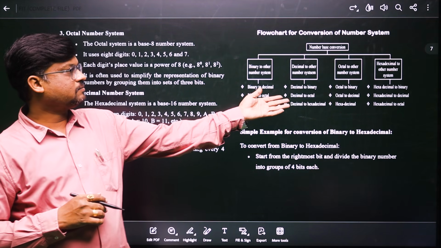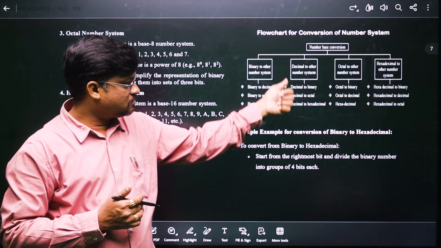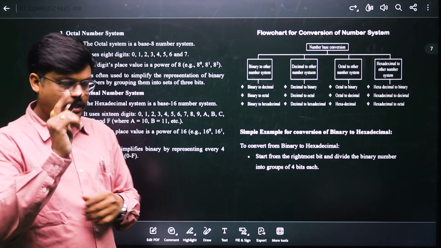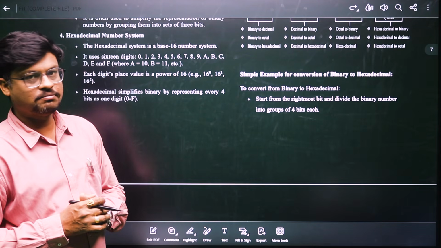So you can convert binary into decimal, octal, hexa. You can convert decimal into binary, octal, hexa. Anything can be converted into anything. I'll take you one example. How do you convert binary into hexadecimal numbers?